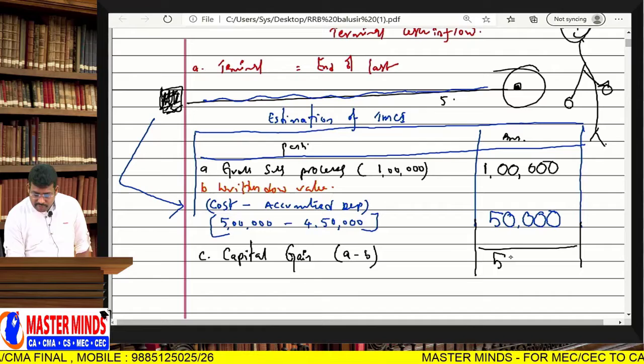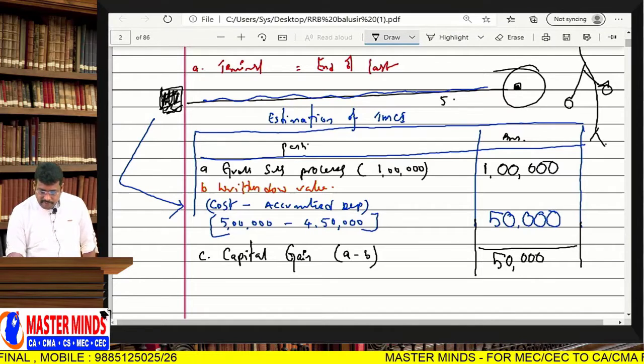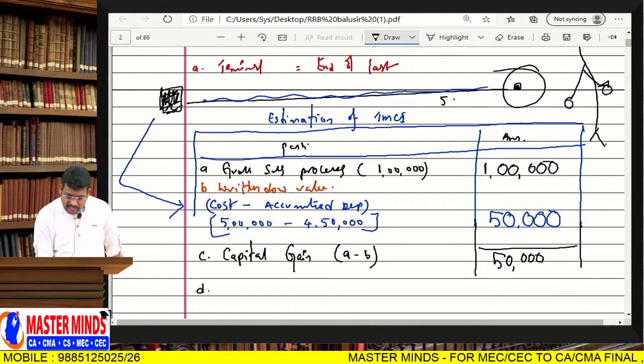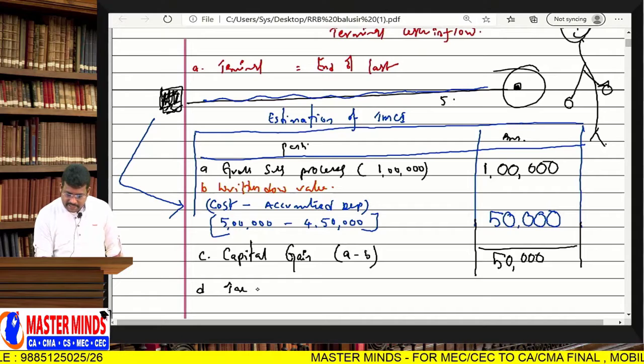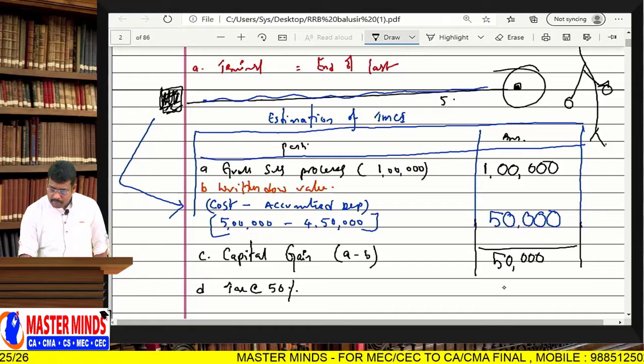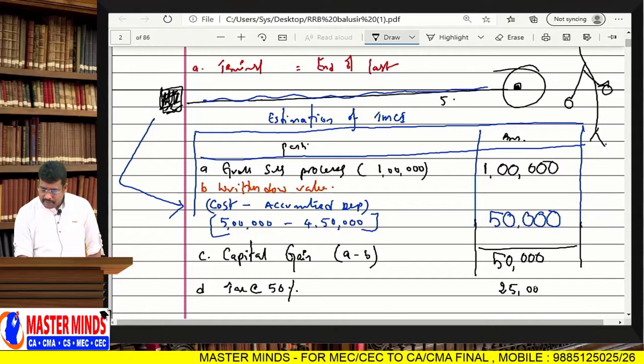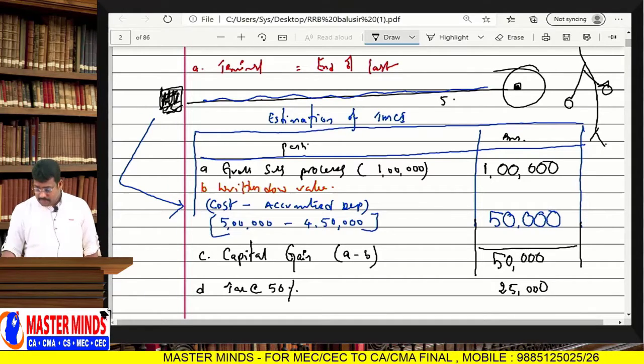You got the gain of 50,000 rupees. From this 50,000 rupees, the government will ask you to pay tax. Let us imagine the tax rate is 50%. 50% means how much will you pay? 25,000 you will pay. So this is the tax, you pay it.